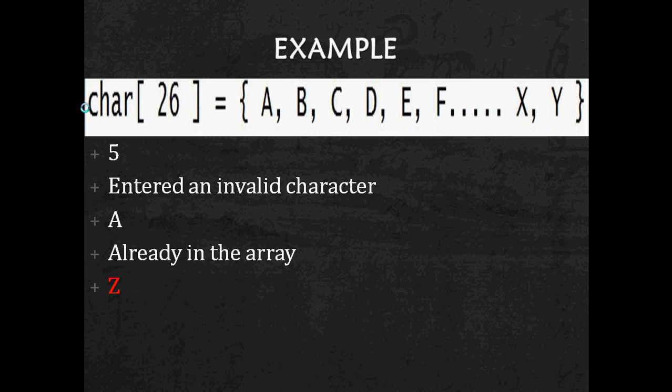So here we have a 26 character array with the letters A through Y inside, meaning that there's still space for one more. Now, let's say you want to ask the user to enter a character, and they enter in 5. You want it to say you entered an invalid character. If they enter in A, well, the character's already in the array. Those would be 2 exceptions that you would have to write the code to handle. Now, if you enter Z, highlighted in red, everything will be fine and dandy. The program will continue to execute.